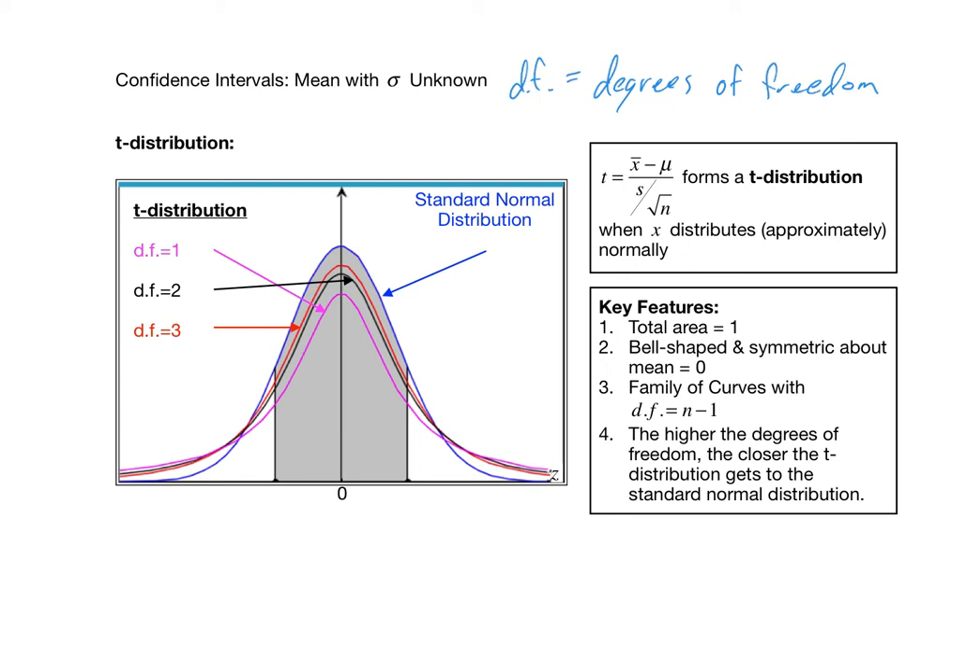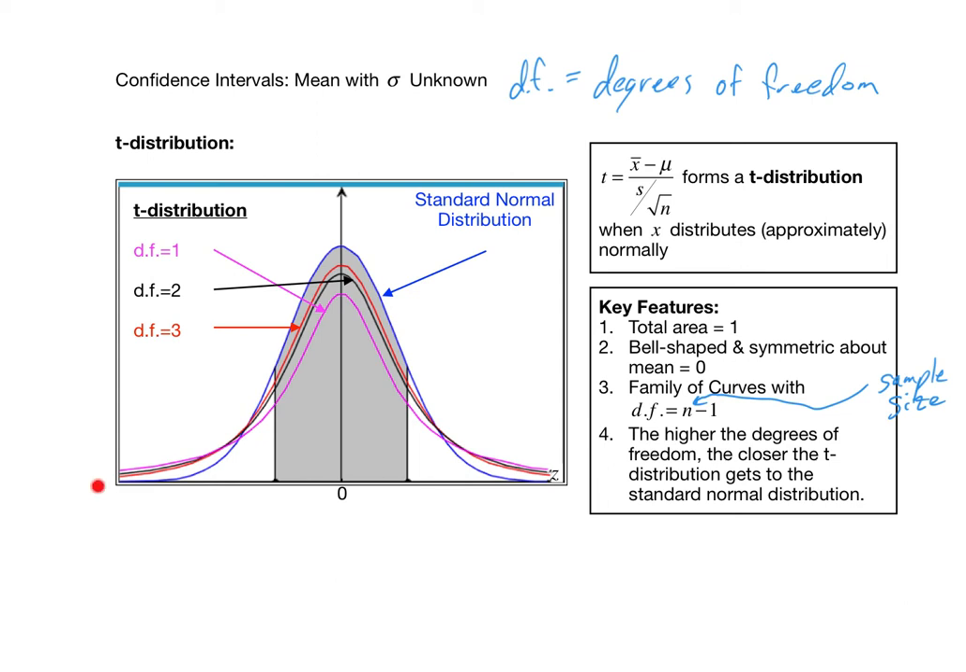The number of degrees of freedom is one less than the sample size for the t-distribution. So again, this lowercase n is standing for the sample size. So the number of degrees of freedom is the sample size minus 1. Now, also one other observation here.